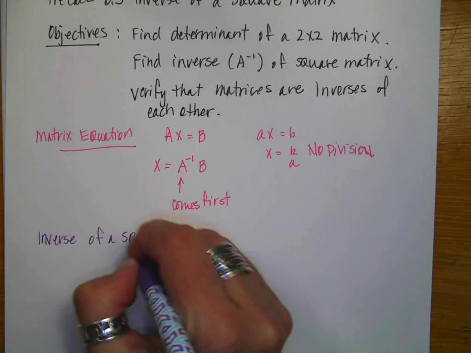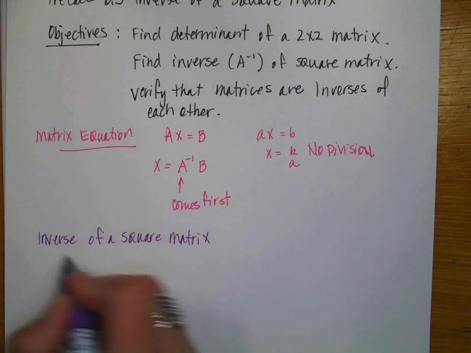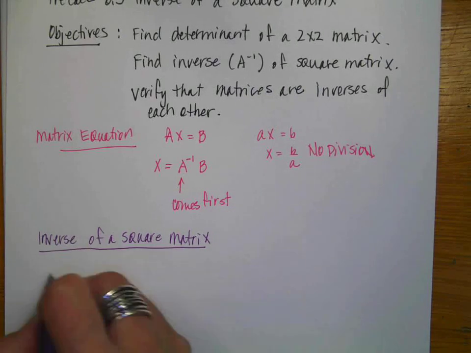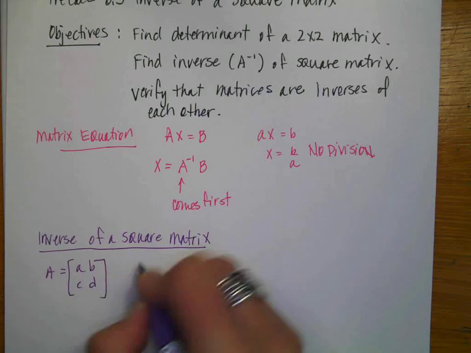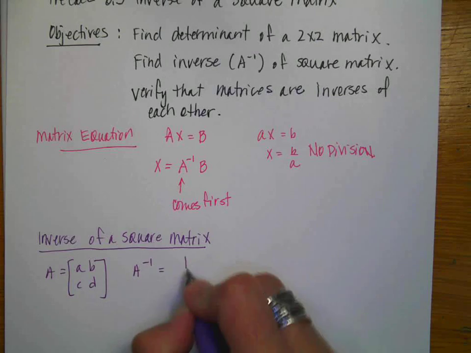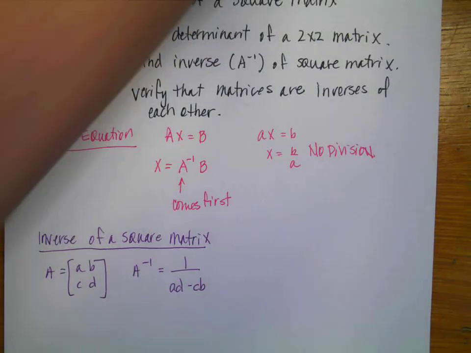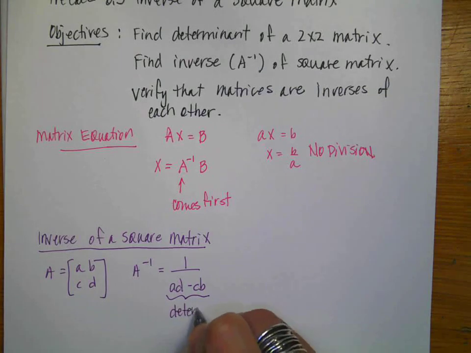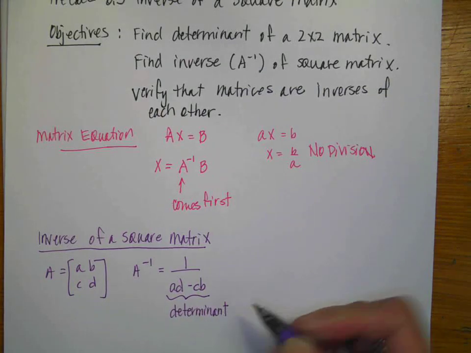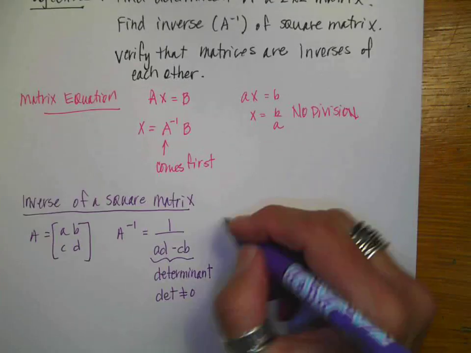of a square matrix, and then again, I'm not going to ask you to do the inverse of a non-square matrix. So the inverse of a square matrix, let's say A is going to be a, b, c, and d. Then the inverse of A is going to equal 1 over a times d minus c times b. This particular portion is called the determinant. And an inverse isn't possible if the determinant is 0. So the determinant can't equal 0 because then the world would explode.